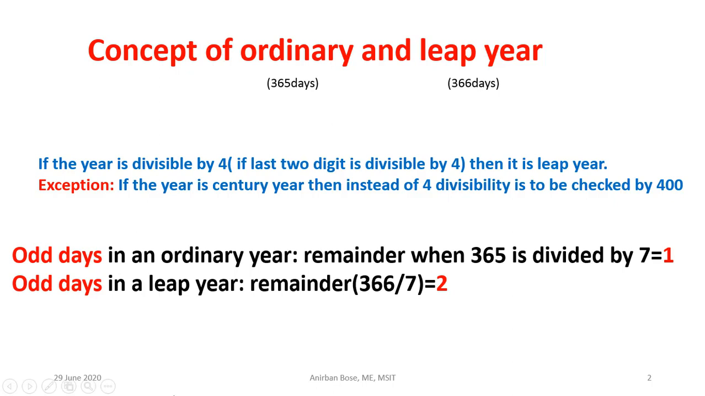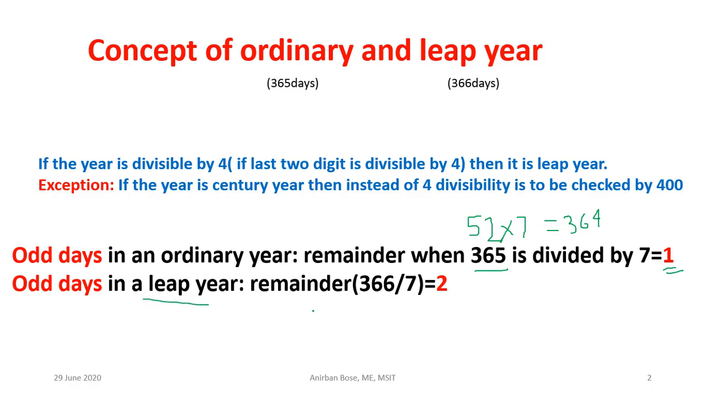Okay, now a very important concept: odd days. Odd days in an ordinary year, which is not a leap year, that means 365 days are there. Then odd days we find out basically by dividing by 7 and seeing what the remainder is. The remainder when 365 is divided by 7: in 1 year there are 52 weeks, so 52 into 7 is 364, right? So 365 means there will be 1 odd day.